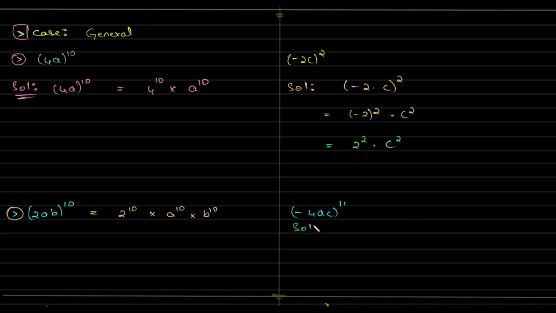The next one is negative 4ac whole to the power of 11, which is nothing but negative 4 to the power of 11 into a to the power of 11 into c to the power of 11. Okay, each term you are raising to whatever power is there. So let's resolve the negative: negative multiplied 11 times will give me negative 1. So negative 4 to the power of 11 into a to the power of 11 into c to the power of 11. That's it.